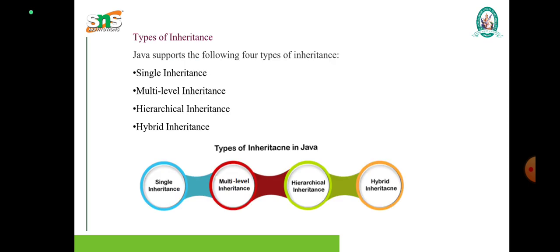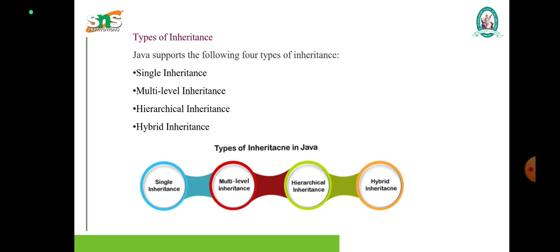Next, let us see about the various types of inheritance. Java supports various types of inheritance. They are single inheritance, multi-level inheritance, hierarchical inheritance, and hybrid inheritance. So let us see each and every one. A single inheritance means there is only one parent class and only one base class. That is called single inheritance. Multi-level inheritance means there is a single parent class, there are various base classes available, and also from the base class there is a subclass available. That is called multi-level inheritance.